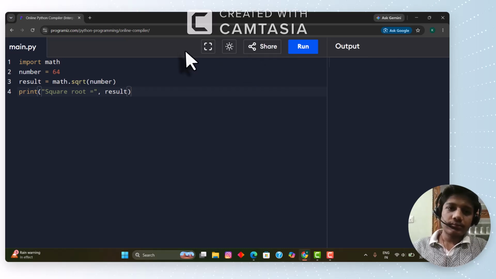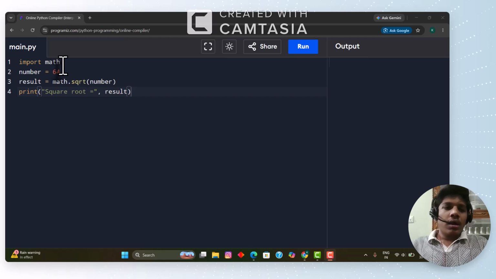So now import math. We already know how import math works. Without this import math, it does not understand what math.sqrt is. Here we are going to the example. number equals 64, and result equals math.sqrt of 64.